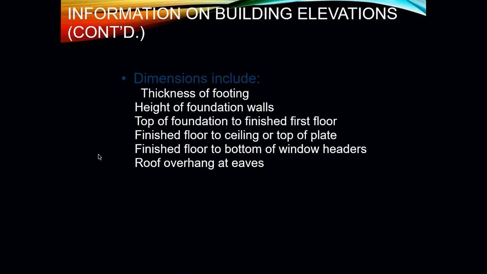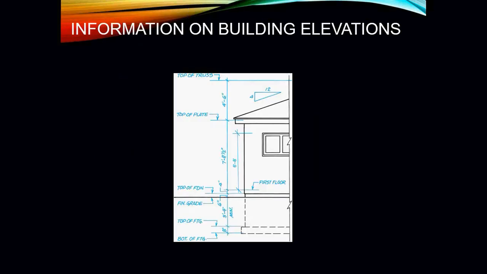Other dimensions that will be found on your elevations, they're going to show you the thickness of your footing. It's going to show you the height of your foundation walls. It's going to show you the top of the foundation to finished first floor, finished floor to ceiling, or the top of the plate, or the top of the ceiling, your finished floor to bottom of windows, headers, and it's also going to give you your roof overhangs at the eaves. How many feet over the roof line does it actually extend? So in here you can see our eaves of the house.